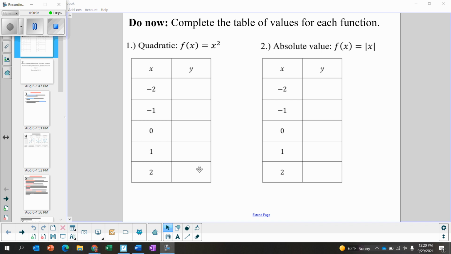Today we're going to talk about transforming functions and different properties of quadratics. Before we do that, we're going to fill in these tables of values. When I'm filling in a table of values, the x values are here, and I'm going to substitute them in for x to find out what the y, or f of x, is.